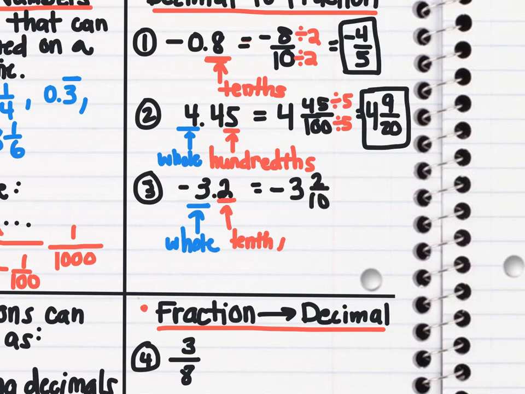And then as you can see, you can simplify both of these because the numerator and denominator are divisible by 2. So then our simplified mixed number, I'll write it down here, is -3 1/5. And that's how we make decimals into fractions or mixed numbers.